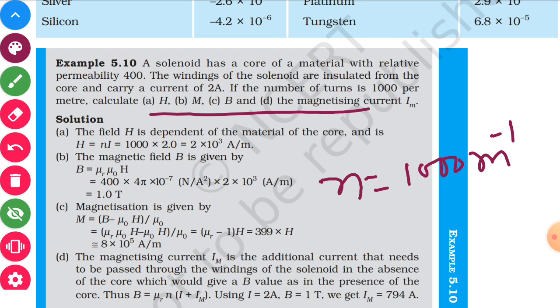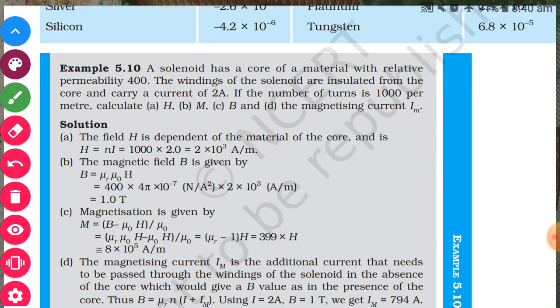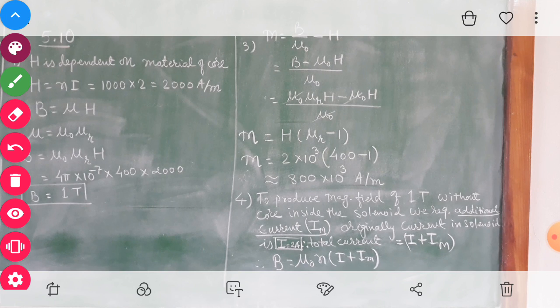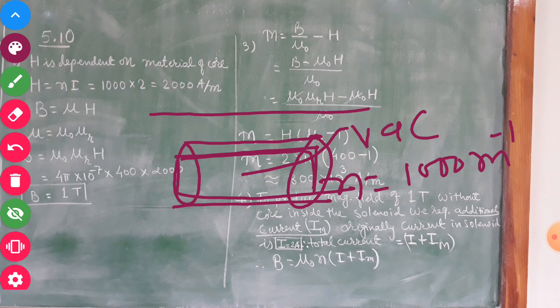We want to calculate these quantities H, M, and B, and the magnetizing current, that is Im. Now see, when there is nothing kept inside the solenoid, then there is a vacuum, and when you place some core, then its magnetization changes. Okay, that part we are understanding here. Now see, here H is dependent on the material of the core. Inside the solenoid, you are keeping some core inside.